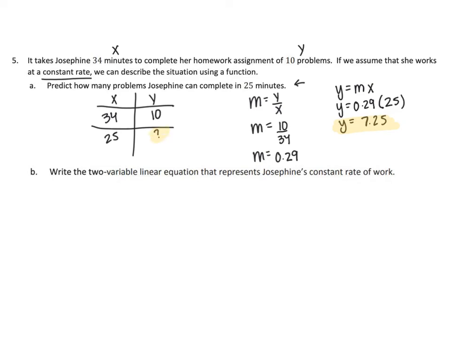All right. B says write a 2-variable linear equation that represents her constant rate of work. Well, I already did that. It's y equals 0.29x. It's a constant rate, so we were able to find our constant or our slope. It's a line, so it'll be increasing at this rate the entire time. You could have also left this as a fraction: y equals 10 over 34x, or y equals 5 over 17x when you reduced it. Again, this is review from our first unit. We're going to go ahead and move to the next one.